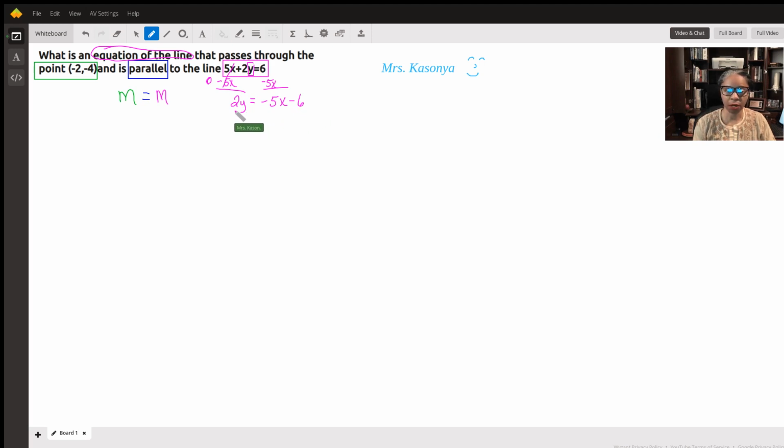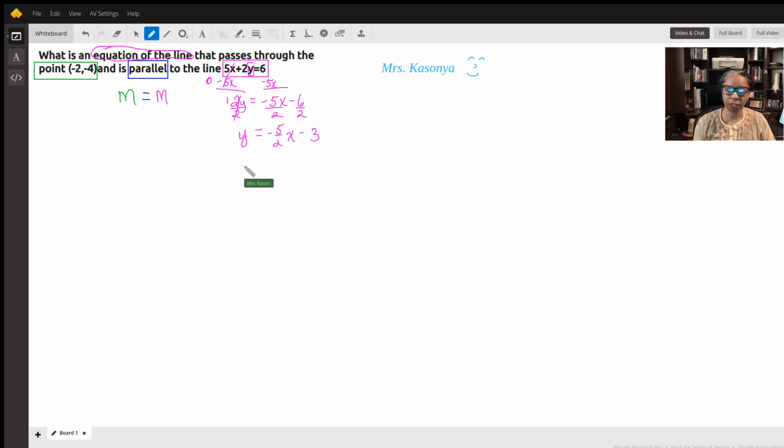We're almost there. We need to undo the multiplication by 2 by dividing each term by 2. We bring down our equal sign. These 2's divide to be 1, and we're left with 1y. So we'll write the y once. And then the right-hand side, we have negative 5 halves x, minus 6 divided by 2 is a 3.